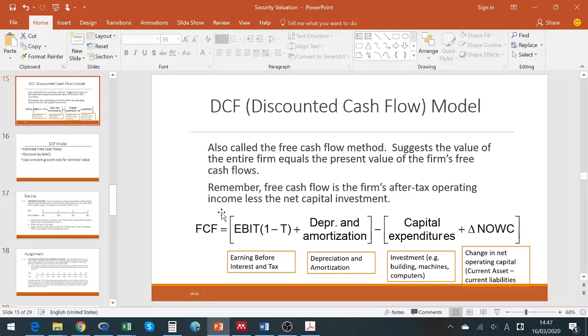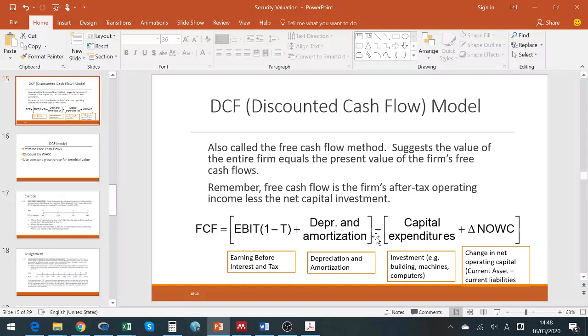Free cash flow is equal to EBIT, earnings before interest and tax, which is basically your profit before interest and tax, times (1 minus T), which means you deduct tax, plus depreciation and amortization. Why do you add this? Because depreciation in accounting is an expense, so it reduces profit. But actually it's not a cash expense. There's no cash movement, so you have to add it back.